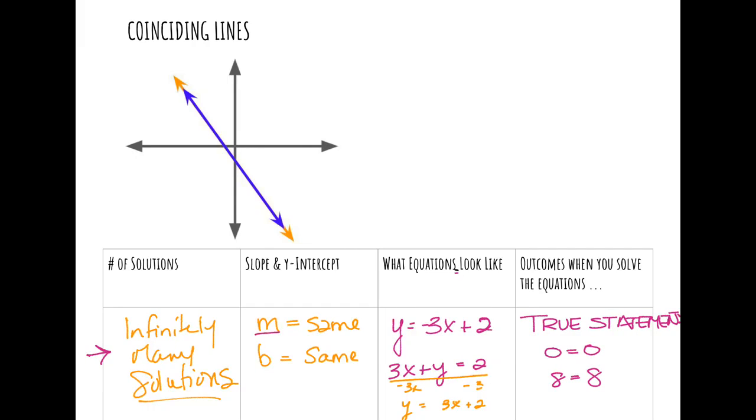They will have the same slope and the same y-intercept because they are virtually the same line. And if you put both of the equations in slope-intercept form, you will see that they have the same slope and the same y-intercept. When you solve algebraically, you will be getting true statements without a variable like 0 equals 0 or 8 equals 8.